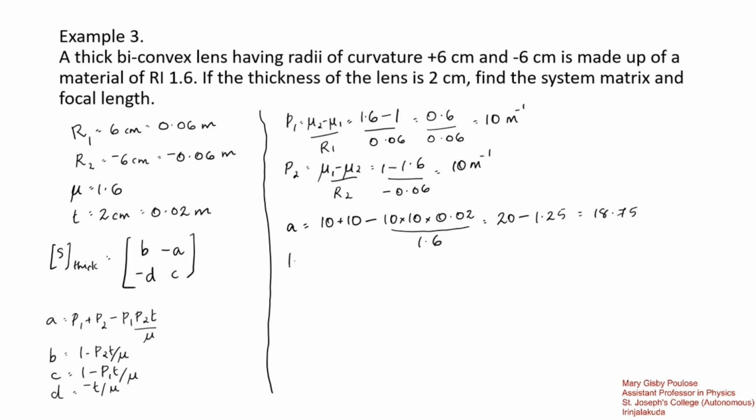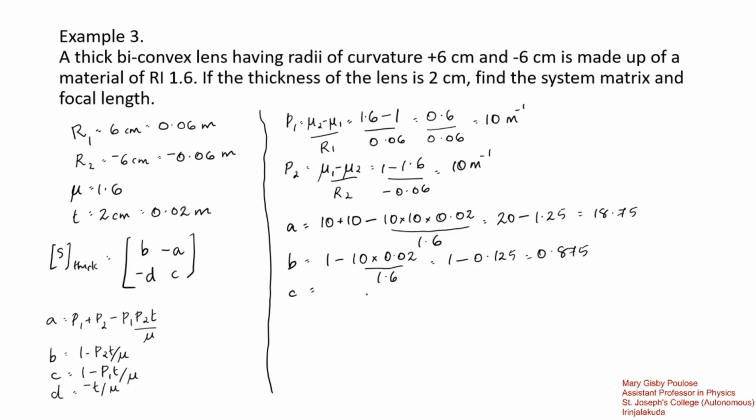Okay, B is equal to 1 minus P2 T divided by mu. That is 1 minus 0.125, that is equal to 0.875. You can pause the video and do the calculations.